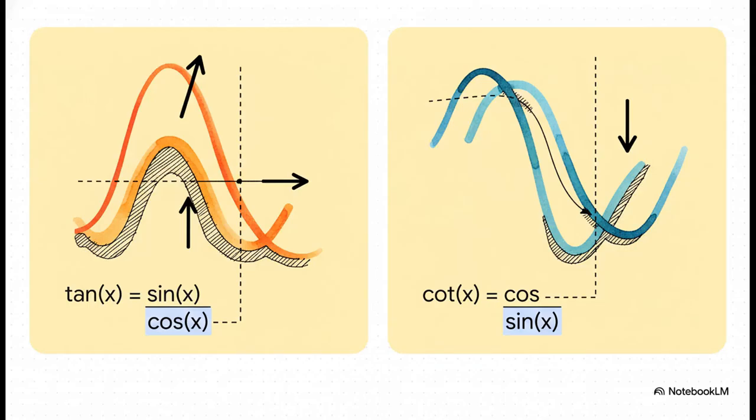This visual just hits it home, right? It's that opposite twin idea in action. Tangent, always climbing up. Cotangent, always sliding down. Tangent breaks where cosine is 0. Cotangent breaks where sine is 0. It's a perfect mirror image.